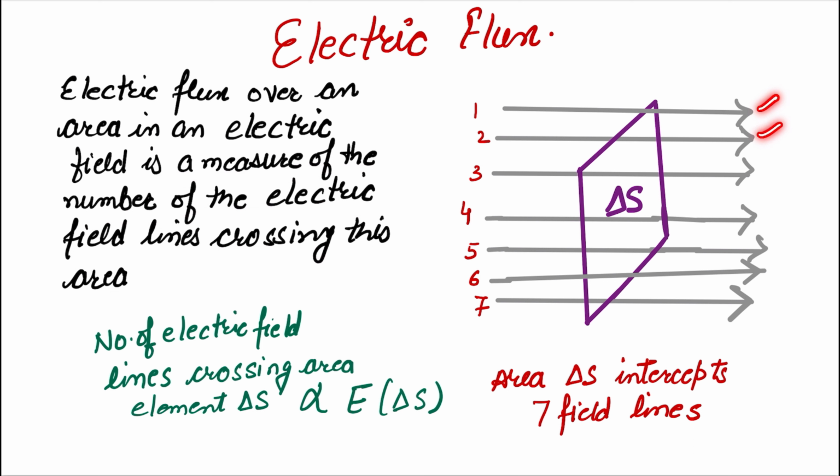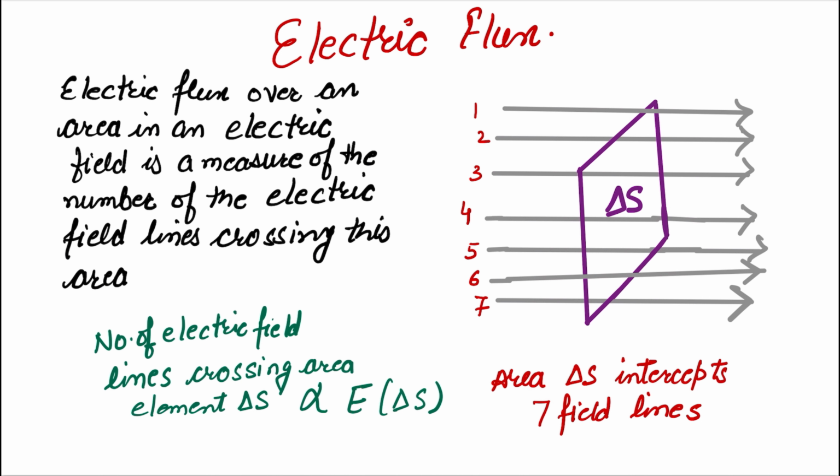These gray lines are representing the electric field lines. Delta S is the area which you have placed inside the electric field. Then the electric flux is the measure of the number of electric field lines crossing this area. If you look from 1 to 7, all these electric field lines are crossing the area delta S. Area delta S intercepts 7 field lines.